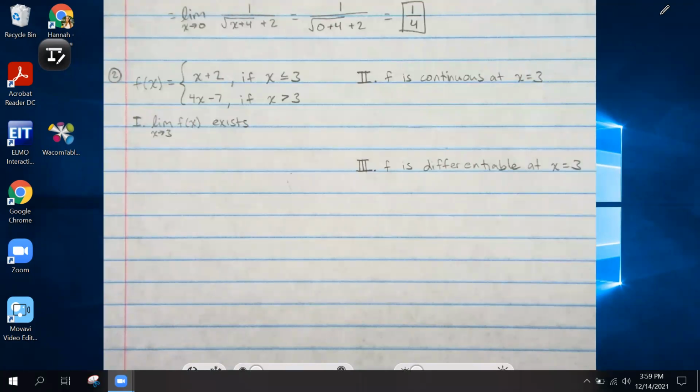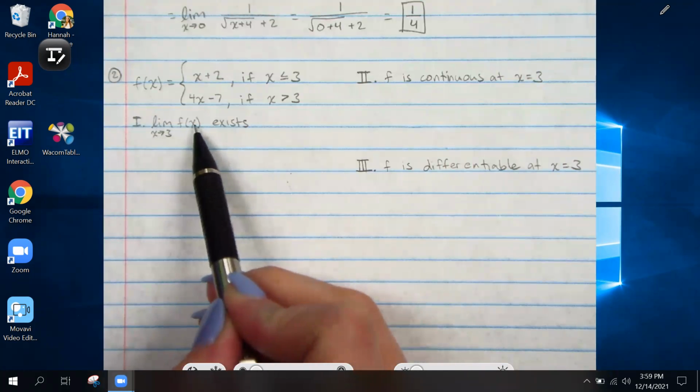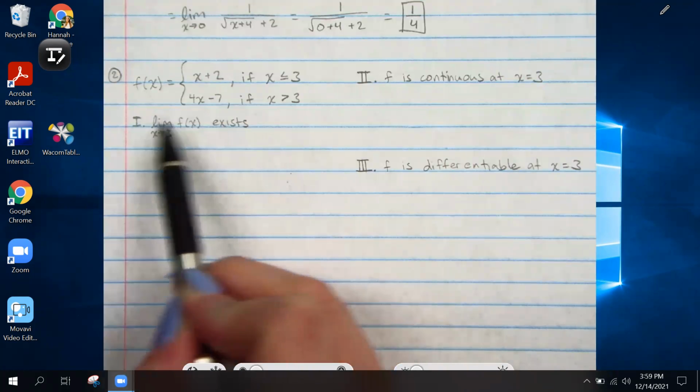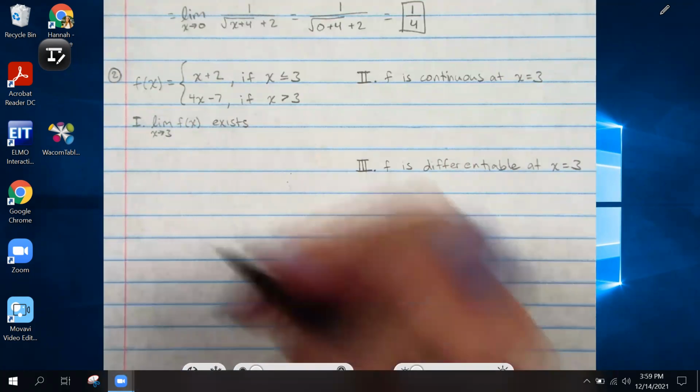On number 2, we're given a system of equations and 3 statements. We have to determine whether those 3 statements are true. So the first statement, the limit as x approaches 3 of f of x exists. In order to show that, you have to show that the 2 one-sided limits are the same.